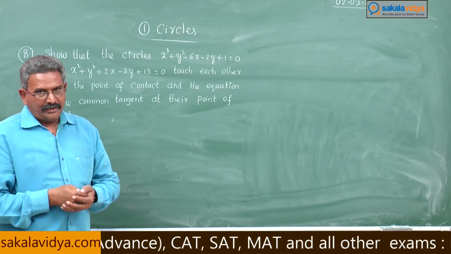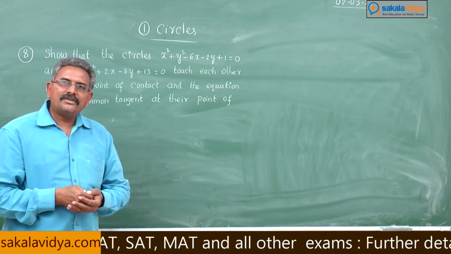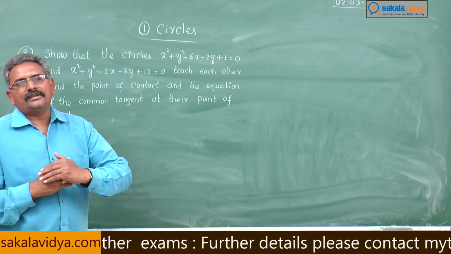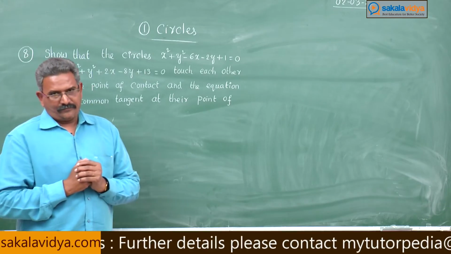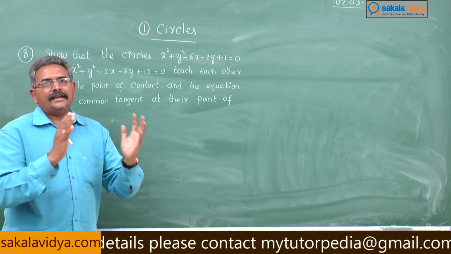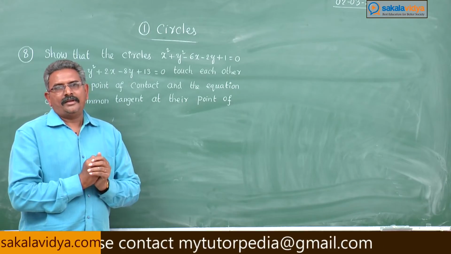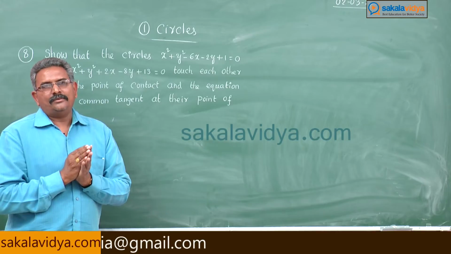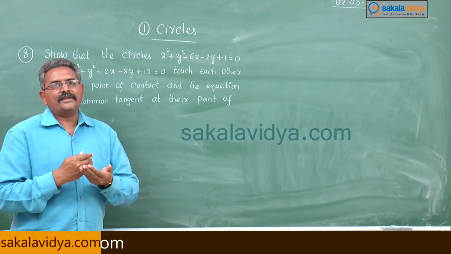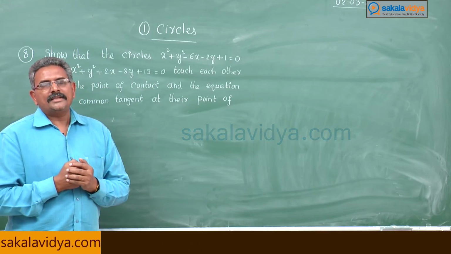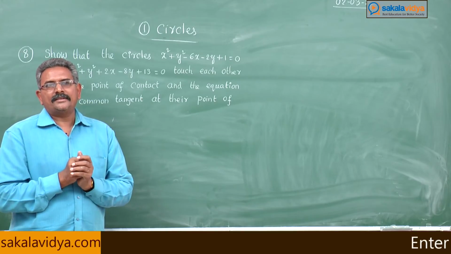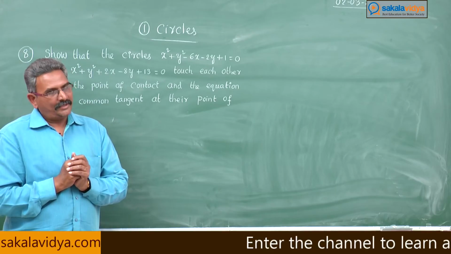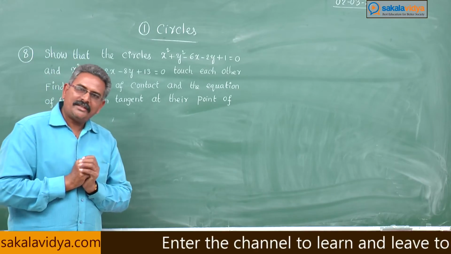So, we have the distance between the centers and R1, R2 the radii, then we have to see the relation. If R1 plus R2 is equal to C1C2 bar, where C1, C2 are the centers, then we say that they touch externally. If modulus of R1 minus R2, the absolute numerical value of the difference of R1 and R2, is the same as the distance between their centers, then we say that they touch internally. Okay? So, let us proceed with our problem. Shall we proceed? Okay.